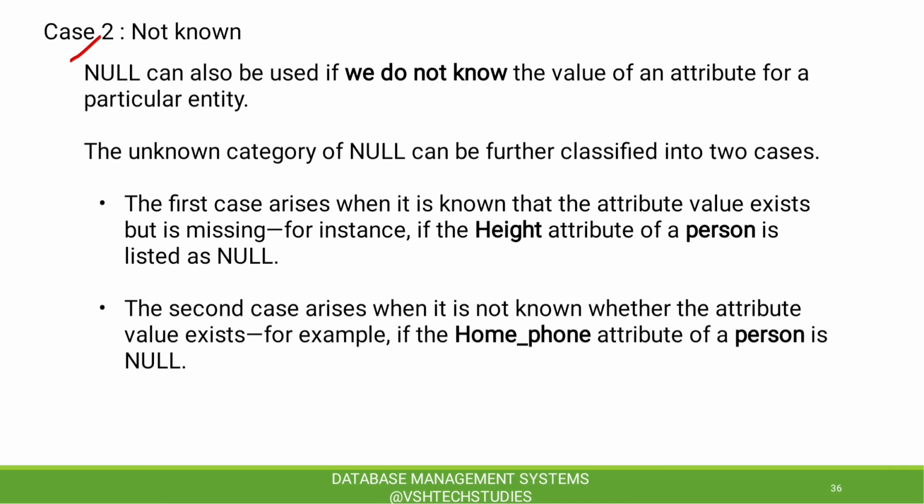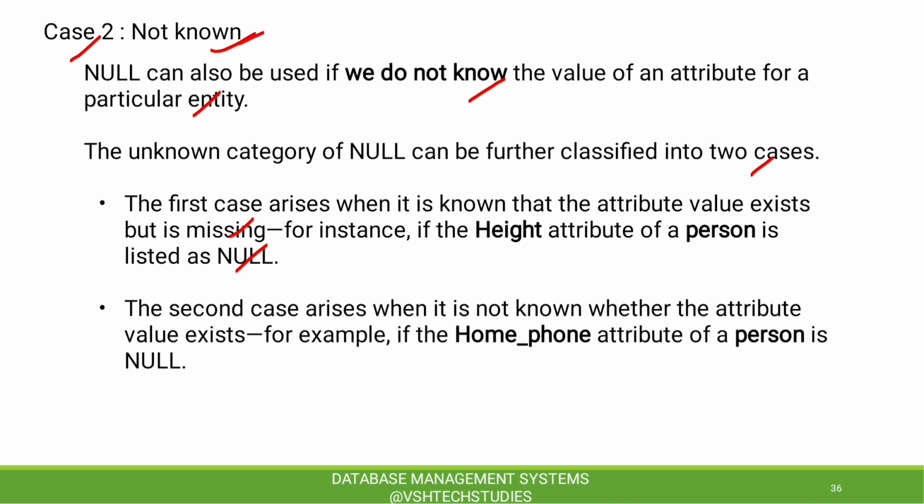Now in case 2, not known. So null can also be used if we do not know the value of an attribute for a particular entity. In this there are two cases. The first case, when it is known that the attribute value exists but it is missing. For instance, if height attribute of a person is listed null, means height of the person does exist but it is not known, then the value for height attribute is entered as null. So this is the first case of not known.